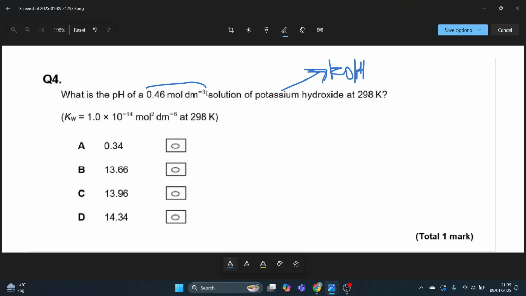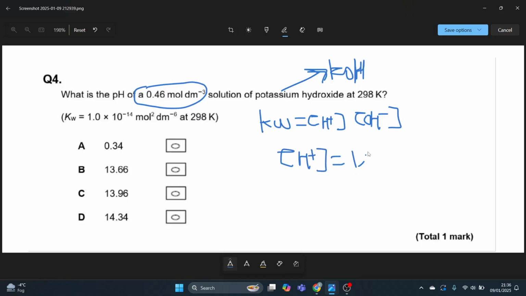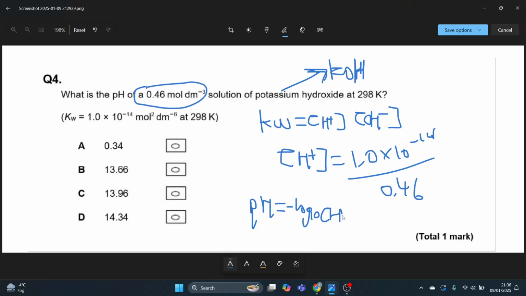What's the pH of this? So what I have to do is Kw, the ionic product of water again, equals H plus times OH minus. I want to find the pH, so I need the H plus. H plus equals 1.0 times 10 to the power minus 14, Kw given in the question, divided by OH minus 0.46. And then I'm going to use pH equals minus log 10 of the concentration of H plus, and all I'm going to do is substitute what I get into there.